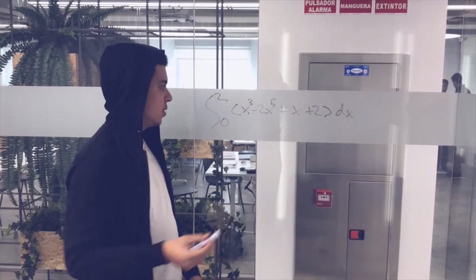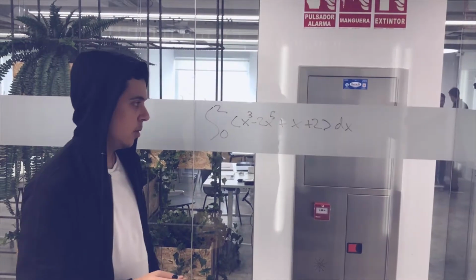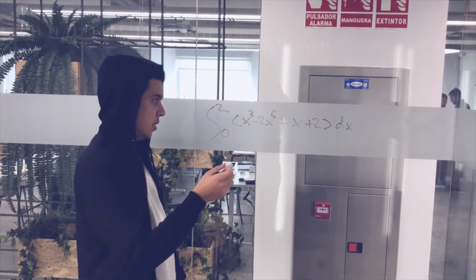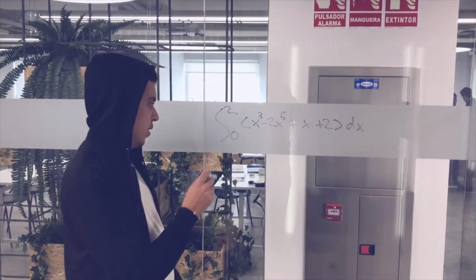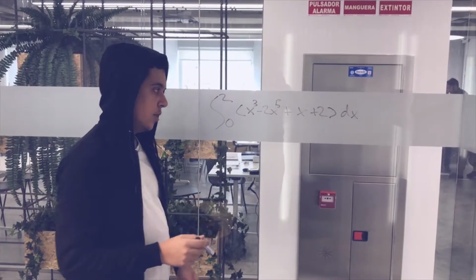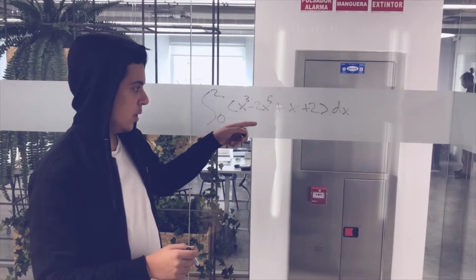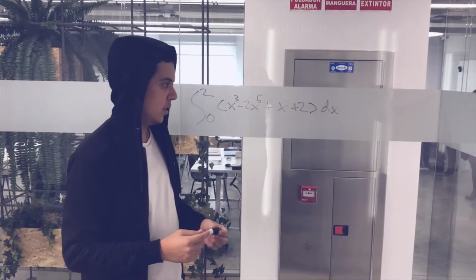So now we will try to solve a basic integration problem, and like we said before, integration is the reverse of derivatives, and the limits we will have today are 0 and 2, and the equation is x to the third minus 2x to the fifth plus x plus 2 dx.